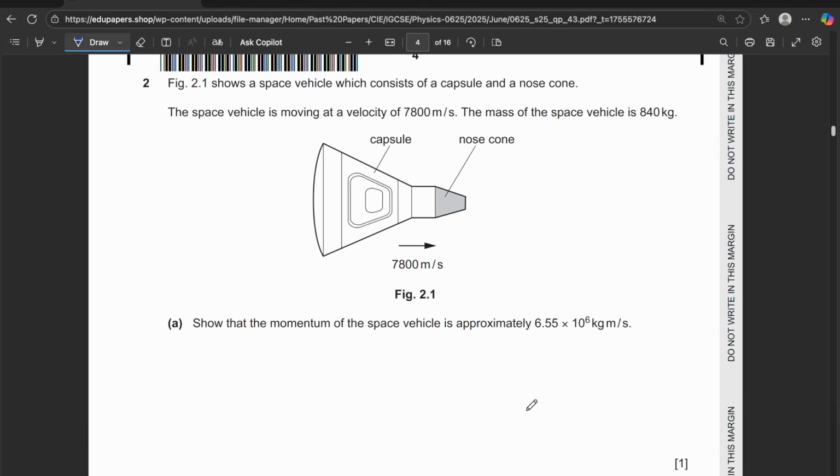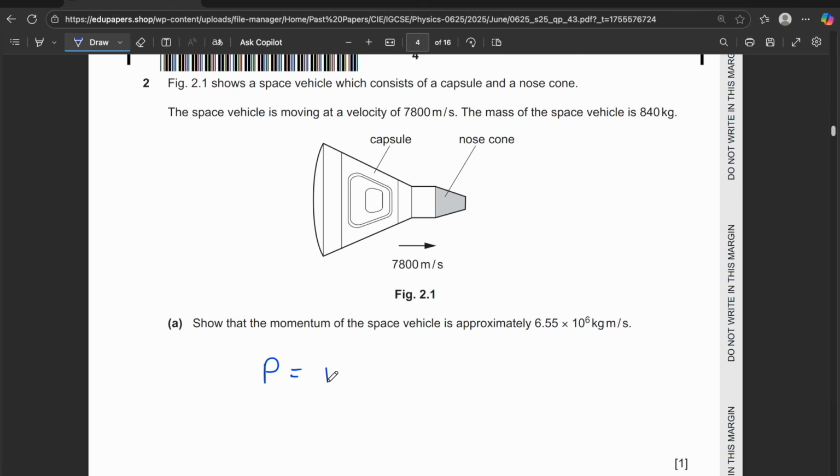2. Figure 2.1 shows a space vehicle which consists of a capsule and a nose cone. The space vehicle is moving at a velocity of 7,800 meters per second. The mass of the space vehicle is 840 kilograms. Show that the momentum of the space vehicle is approximately 6.55 into 10 to the power 6 kilograms meter per second.